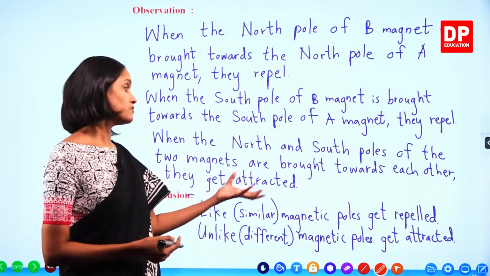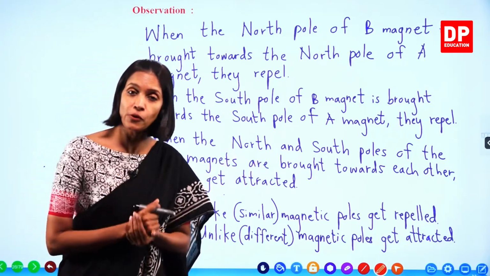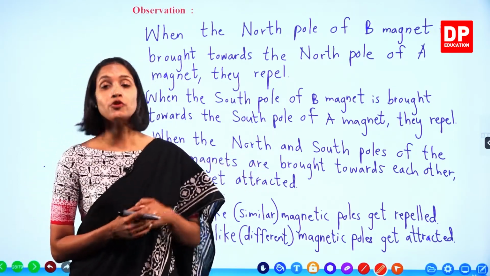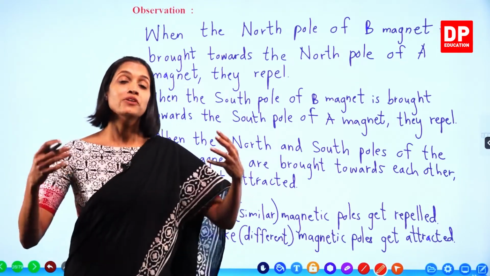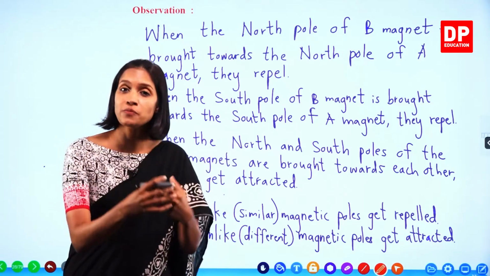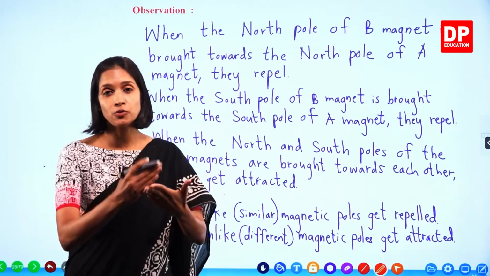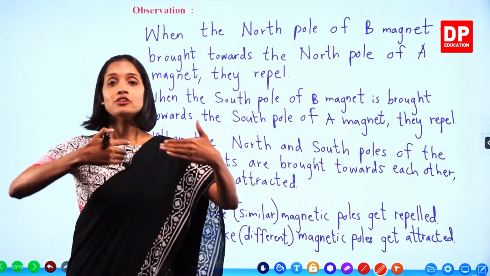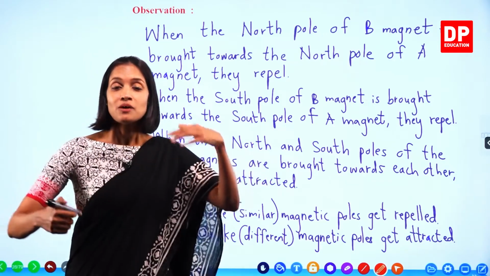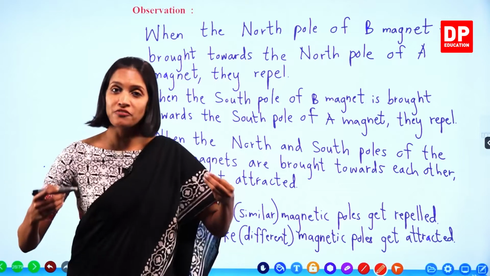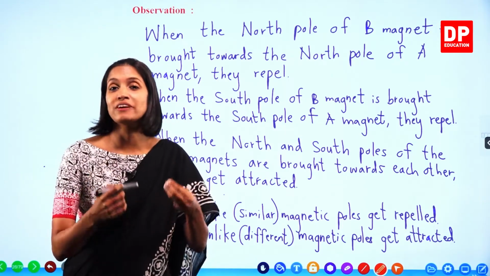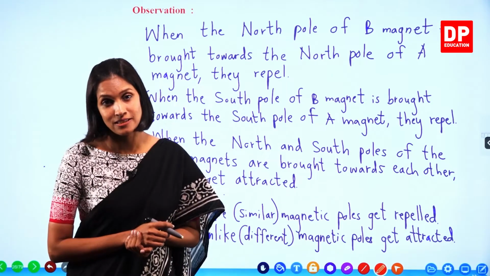Okay, children, when we consider magnetic poles, there are two types, north and south poles. When there are two magnets, when we bring the similar poles or like poles together, which means north and north or south and south poles, the two magnets repel each other. But if we bring the north pole of one magnet and the south pole of the other magnet together, they always get attracted towards each other. Understand?